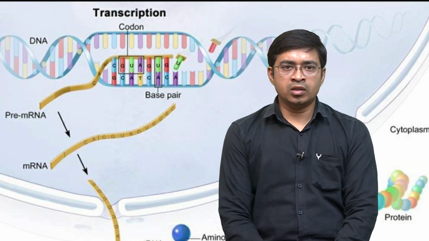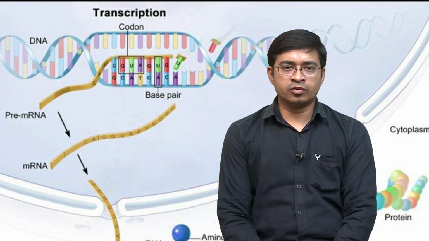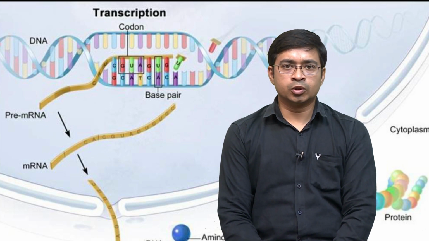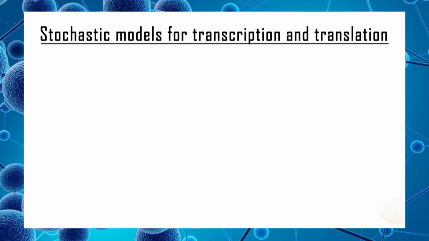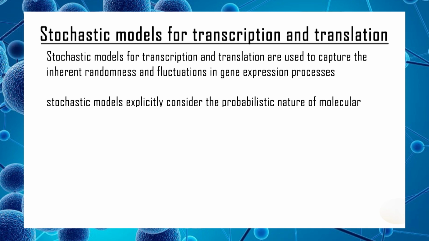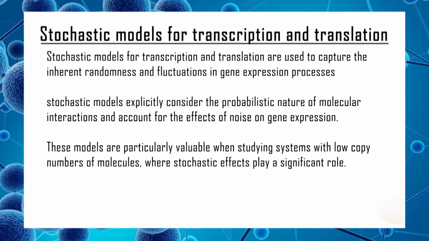Another model that is used for the study of transcription translation dynamics is the stochastic model. The stochastic models for transcription translation are used to capture the inherent randomness and fluctuation in gene expression processes. Unlike deterministic models, which assume a well mixed population and deterministic rate of reaction, stochastic models explicitly consider the probabilistic nature of molecular interaction and account for the effect of noise on gene expression.